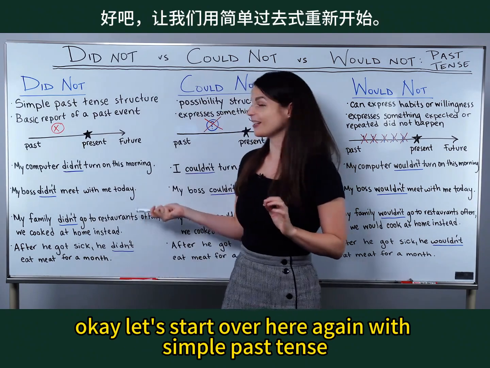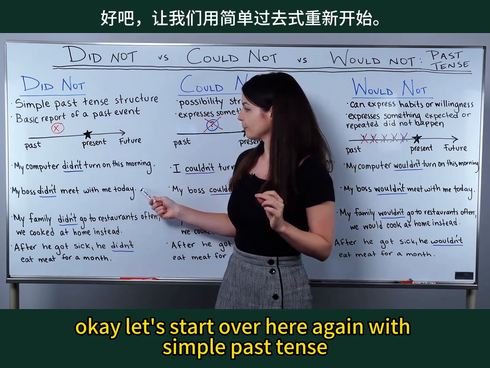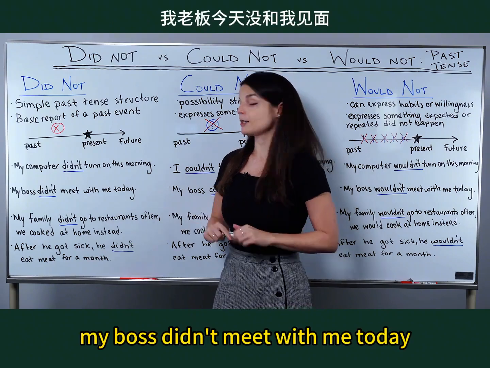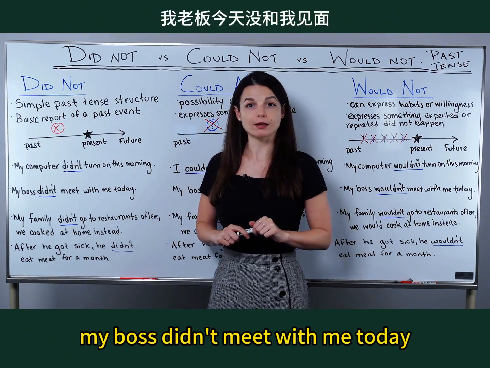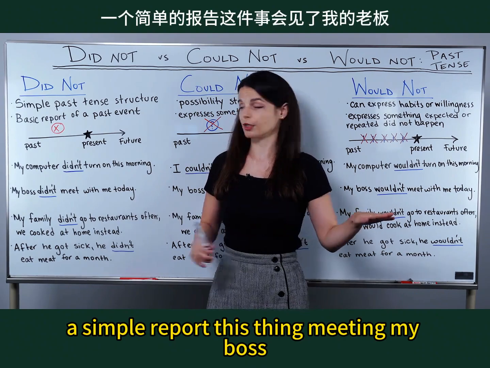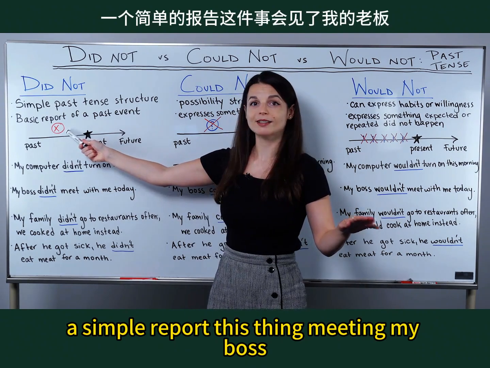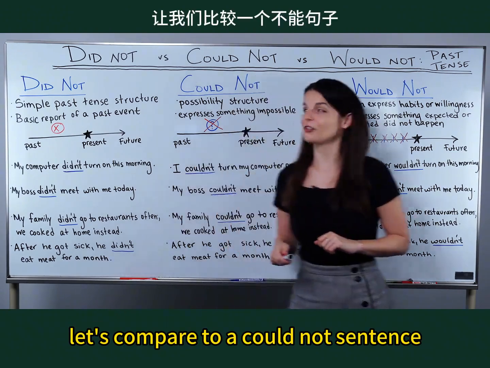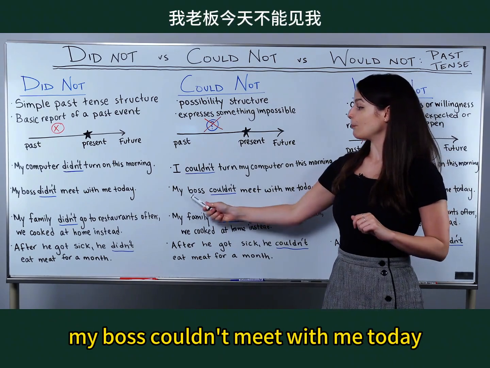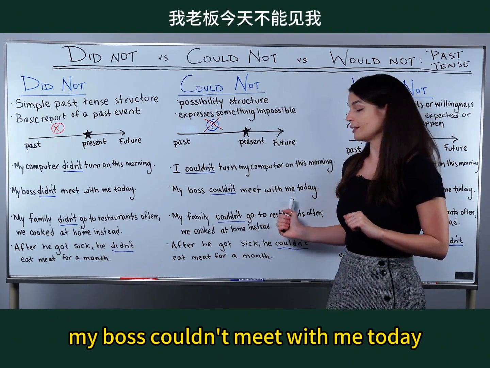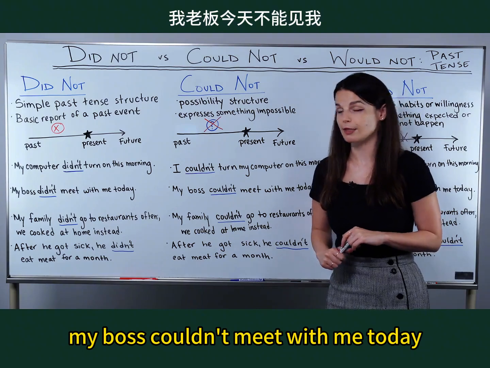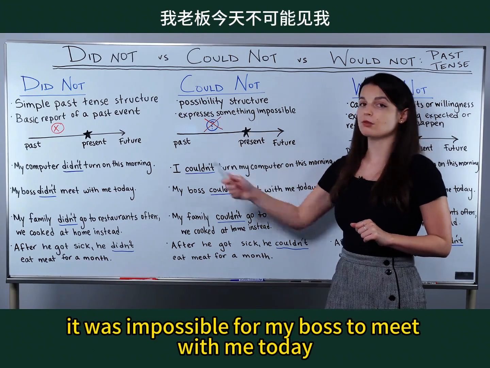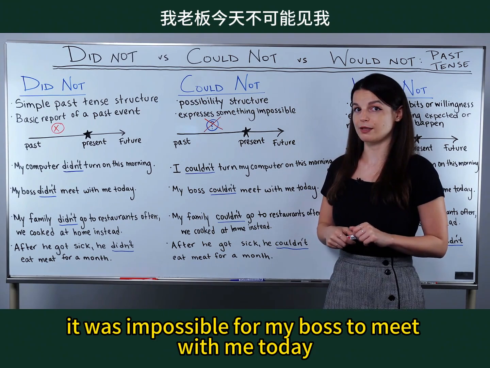Okay, let's start over here again with simple past tense. My boss didn't meet with me today. A simple report. This thing, meeting my boss, this did not happen. My boss did not meet with me today. Let's compare to a could not sentence. My boss couldn't meet with me today. It was impossible for my boss to meet with me today.